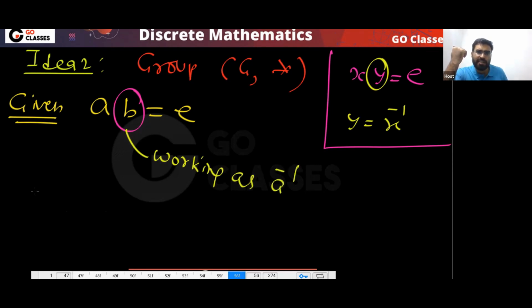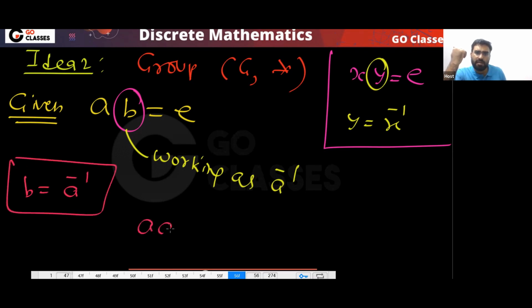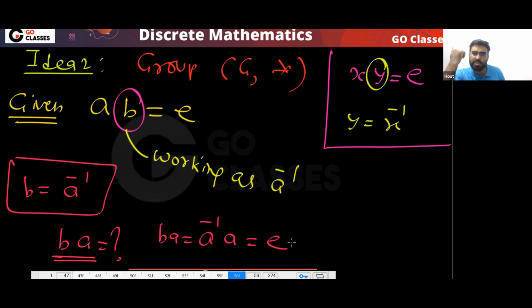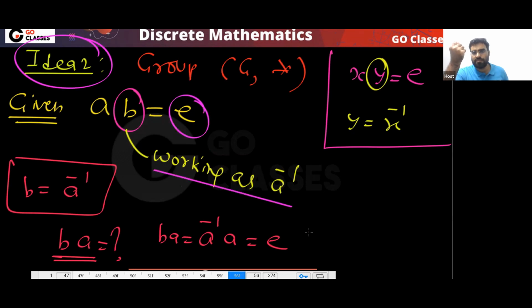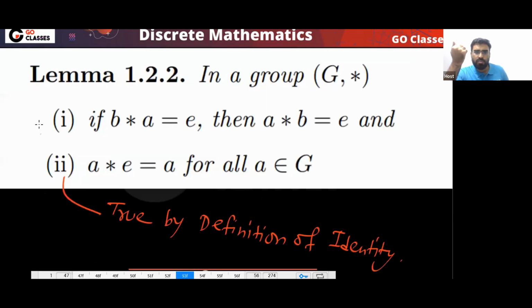So finally, I can say that this B is A inverse, and hence the question is asking what is BA. I can very easily do B equal to A inverse, so BA will be equal to this, and this will be equal to E. So this is your idea number 2. Just think that AB equal to E means this B is working as A inverse. So this is the simple idea. So this is also correct.